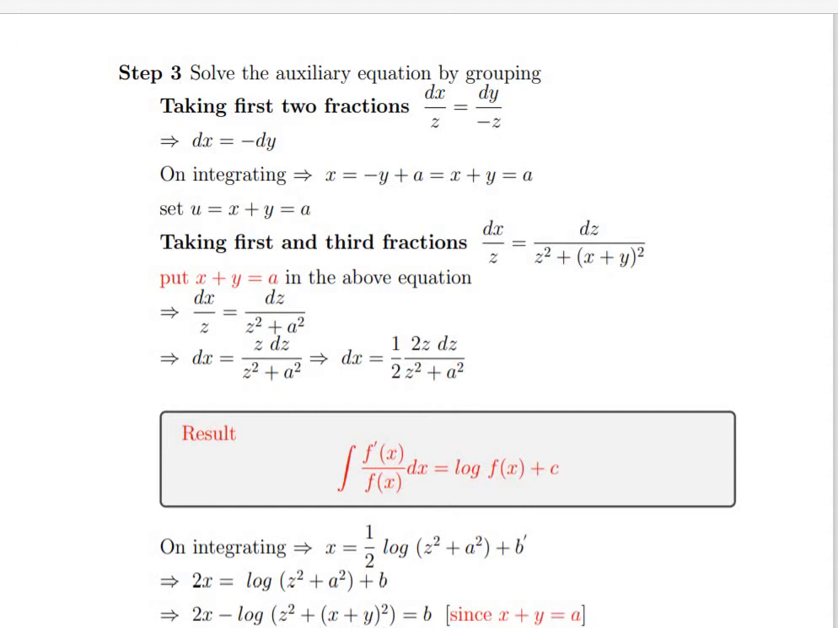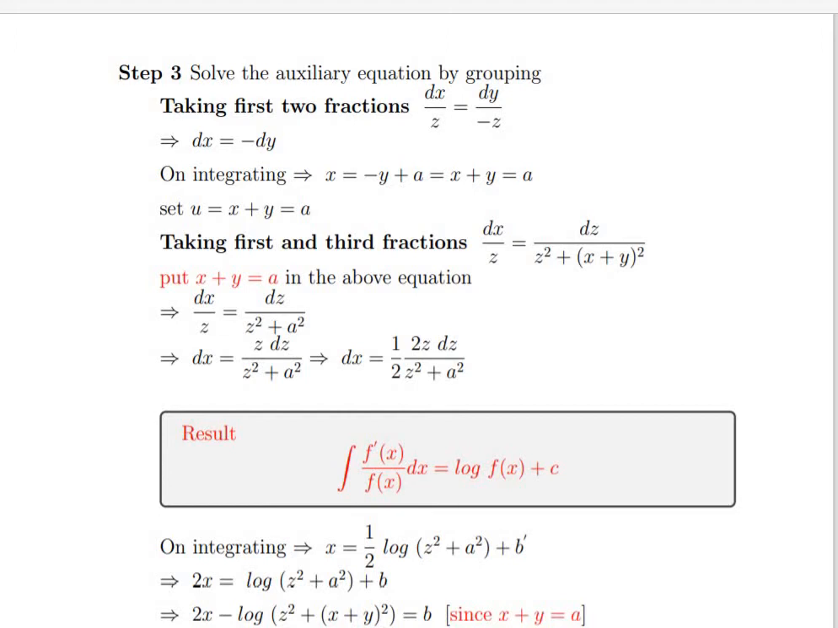Actually there is 2b dash, but we will name that 2b dash by another constant, say b. So the equation will become 2x equal to log of z square plus a square, plus b. And we will just rearrange the terms in the equation so that we will get v from this equation.